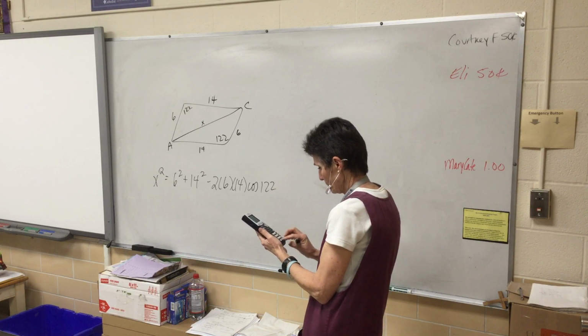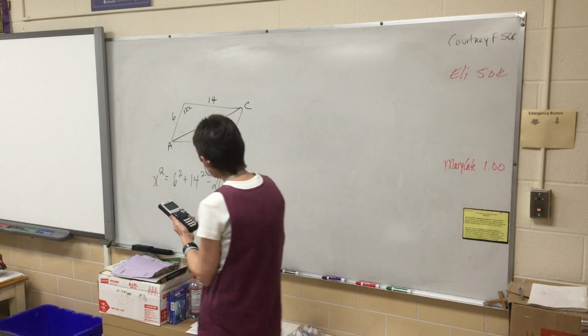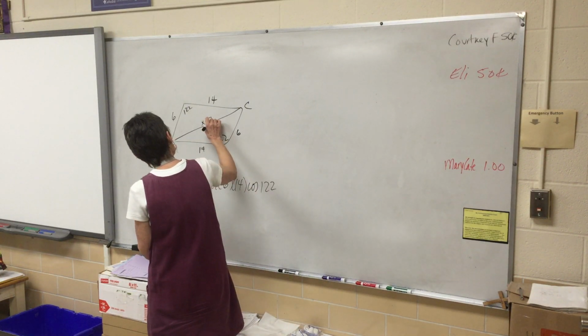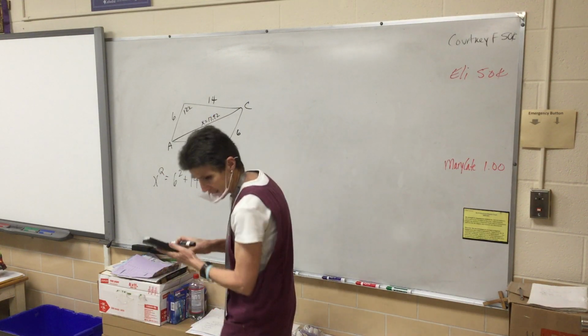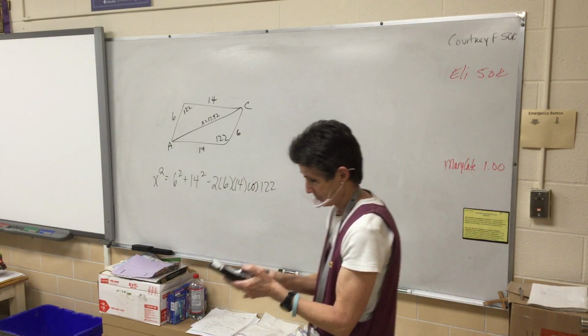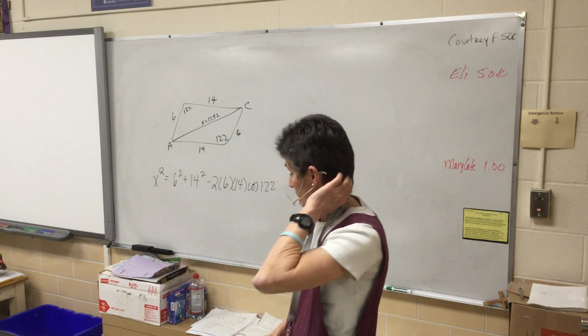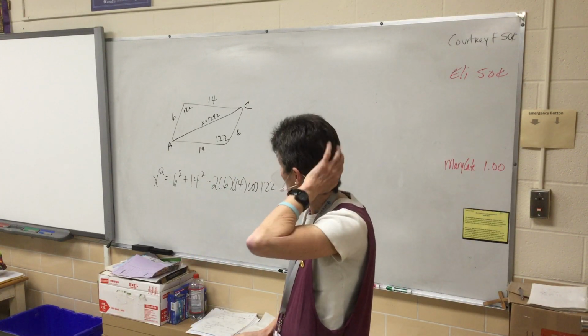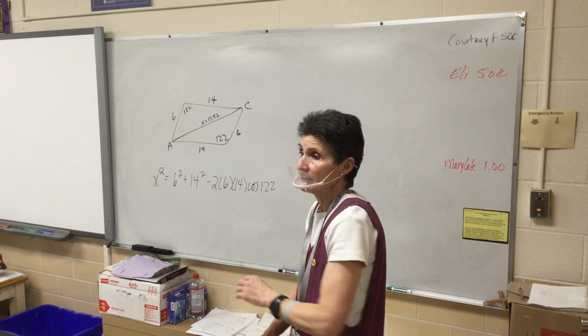Don't forget to square root it. 17.92. So AC is 17.92. Now I need the area of it.